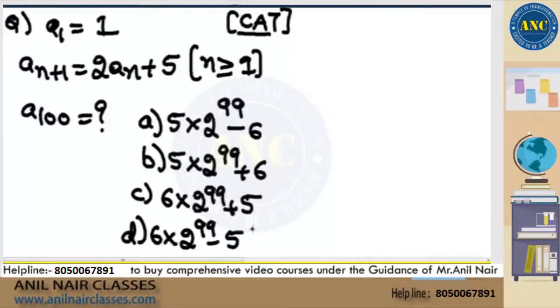This is the question. This is a classic example. This is a question from recursive functions. A1 is 1. A(n+1) = 2an + 5, n ≥ 1. A100 equals? Listen carefully.